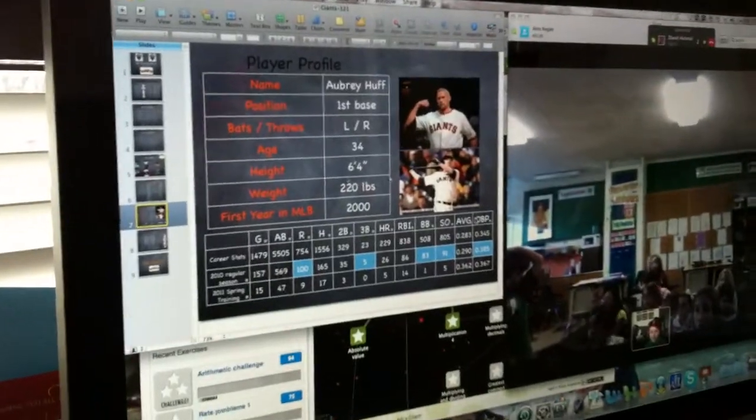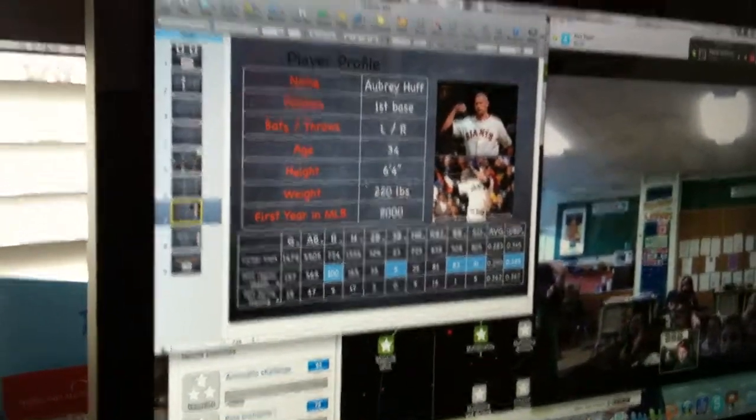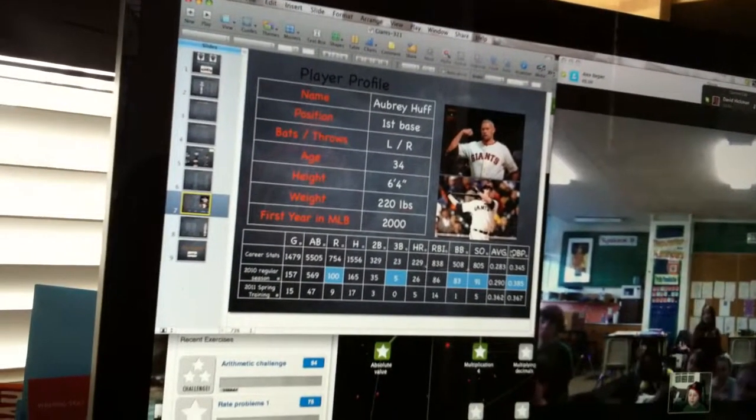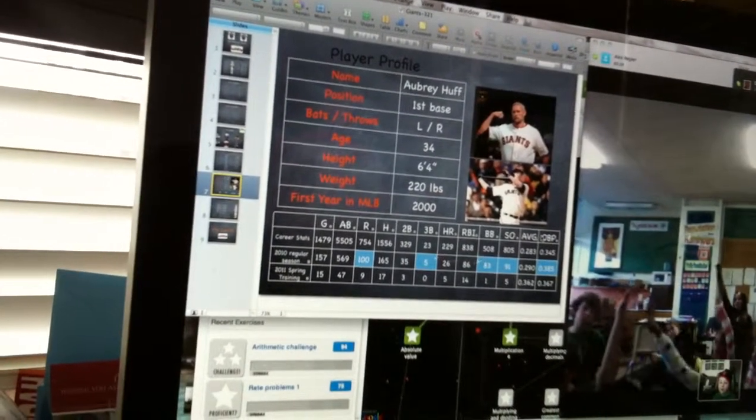So we help her out, and then we're getting into the answer also. Chelsea? In his entire career, Anna, you see it? So let's see if you get it, Anna. How many at-bats has Aubrey Huff had in his entire career? Go, Anna.